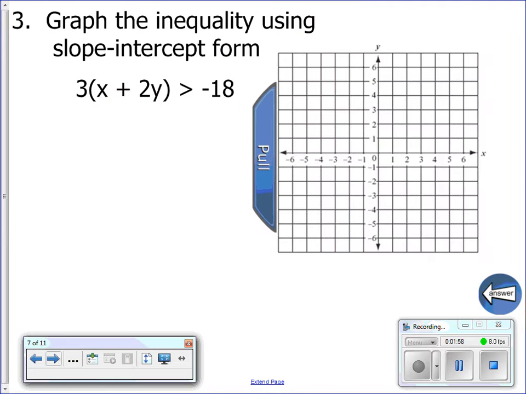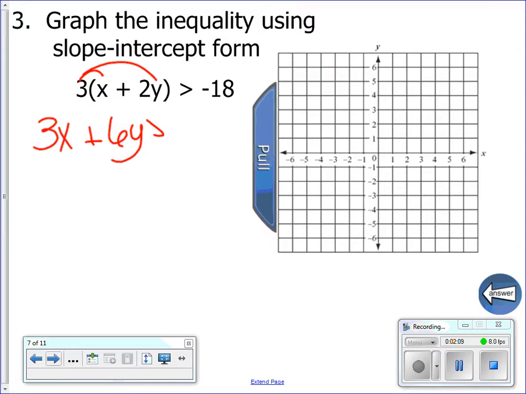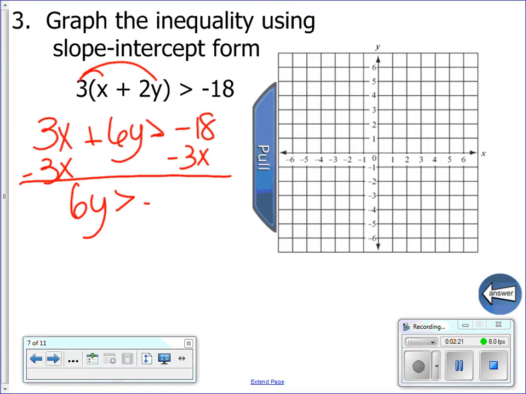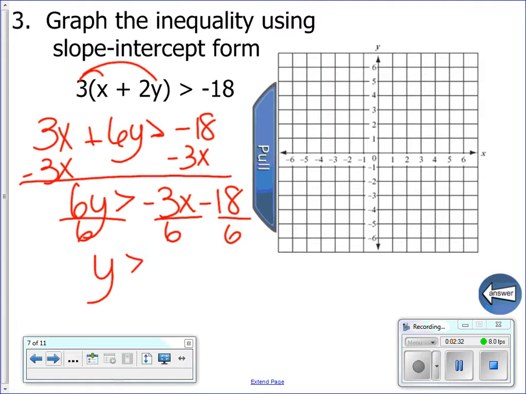So now we can graph it using slope-intercept form. So I'm going to need to get this into slope-intercept form. The first thing I'm going to do is distribute. 3x plus 6y is greater than -18. Subtract 3x from both sides. Get 6y is greater than -3x minus 18. Divide everything by 6, and we get y is greater than -1/2 x minus 3.